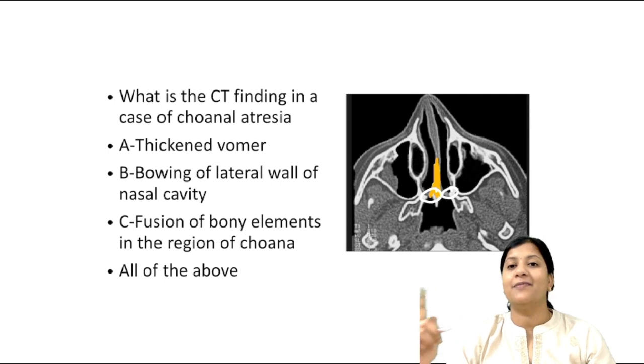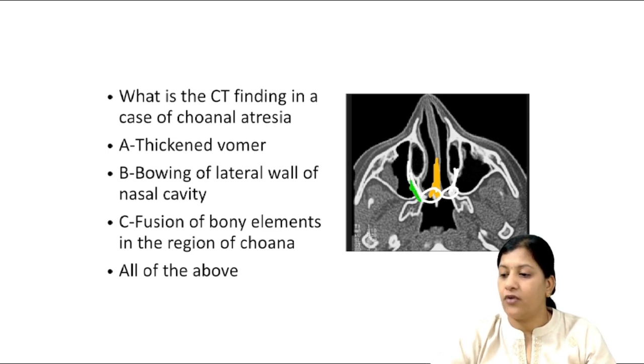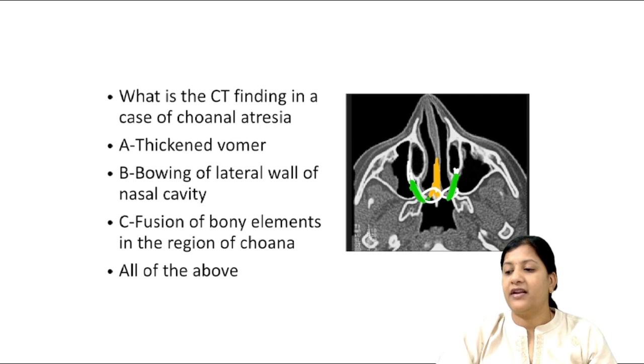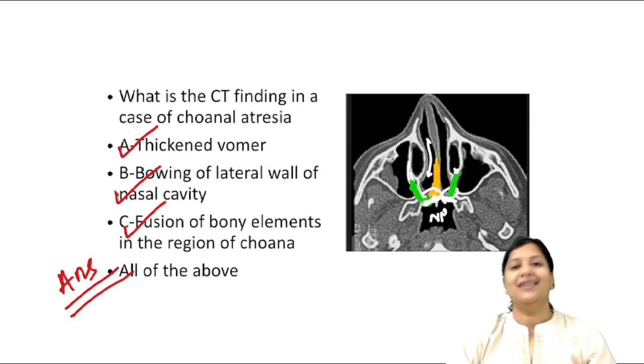So thickened vomer, can it be a cause of choanal atresia? Yes. Second thing, if there is excessive bowing of the lateral wall of the nose, so this is your lateral wall of the nose, if it bows excessively, what will happen? Again, will it reduce the choanal space? Yes, it will reduce. And if there is fusion of the medial wall and lateral wall, what will happen? Is the nose communicating with the nasopharynx? No. So all the three are responsible for causing choanal atresia: thickened vomer, bowing of the lateral wall of the nose, and fusion in the region of choana. All of them are responsible for causing choanal atresia.